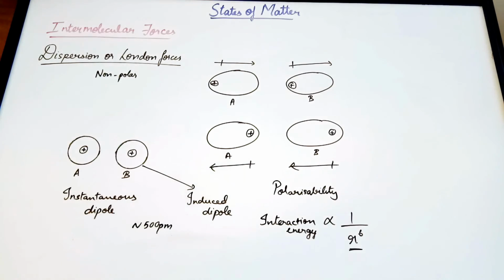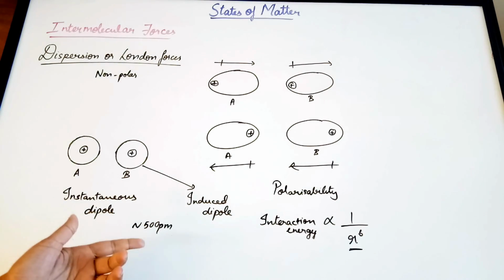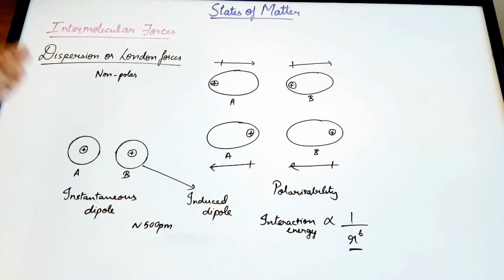So for polarizability, the more the ability of the atom to displace the positive and the negative, the more will be its dipole moment, and the more will be the dispersion or London force. Dipole moment as in instantaneous or induced, whichever. The interaction energy is inversely proportional to the distance to the power 6, and this particular force is observed over short distances, approximately 500 picometers. With that, we're done with dispersion or London forces. In the next video, we will be discussing dipole forces.